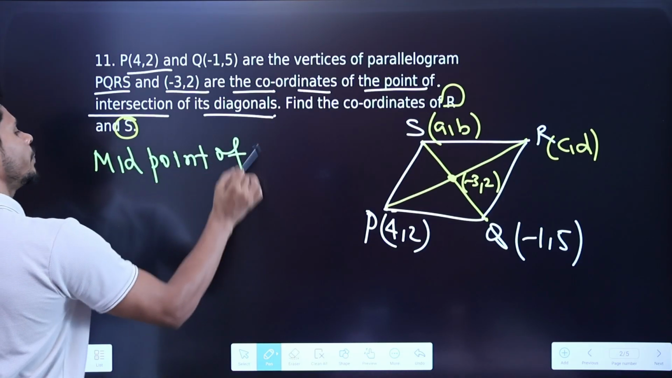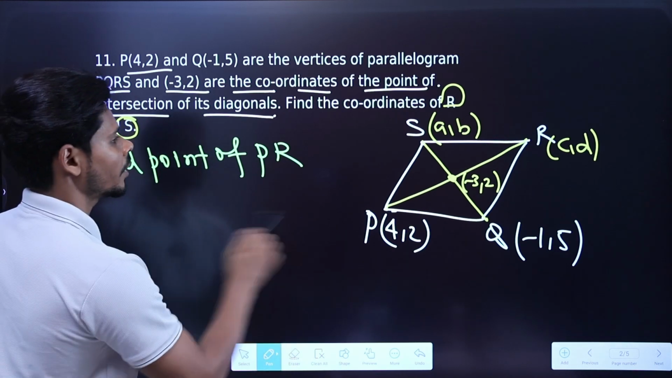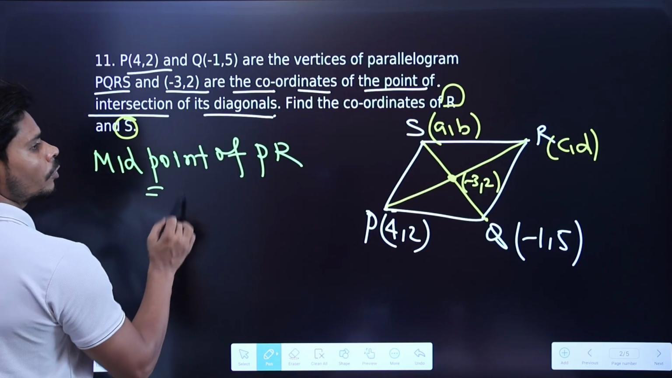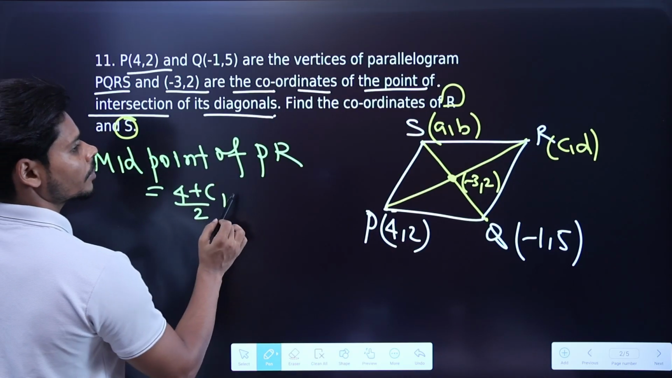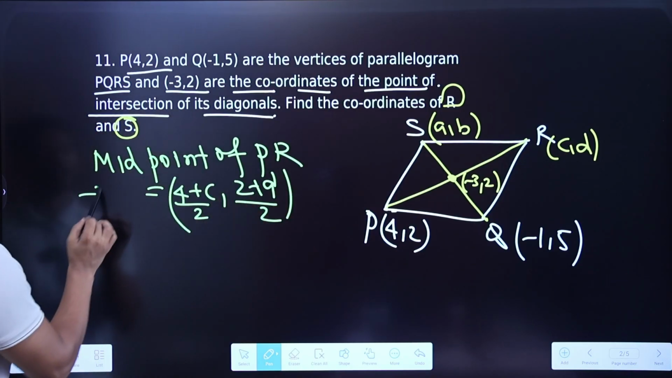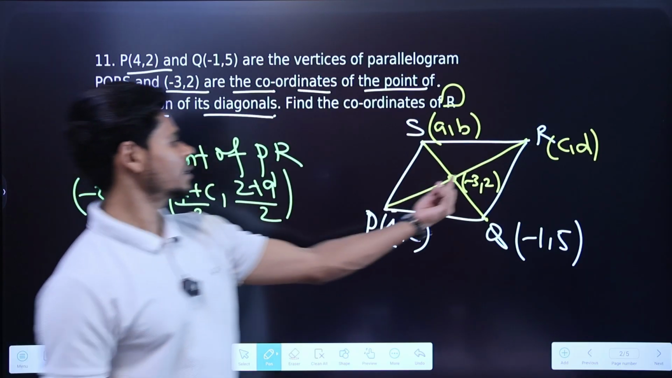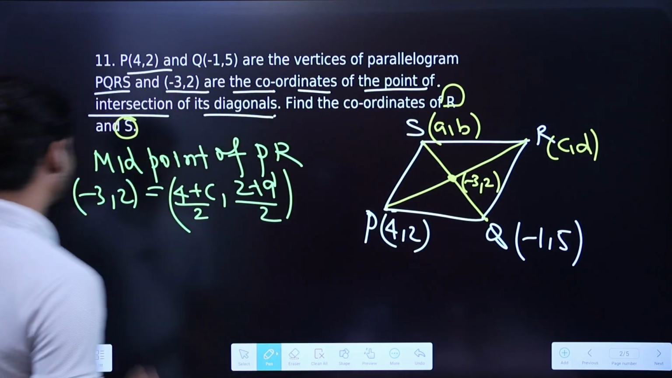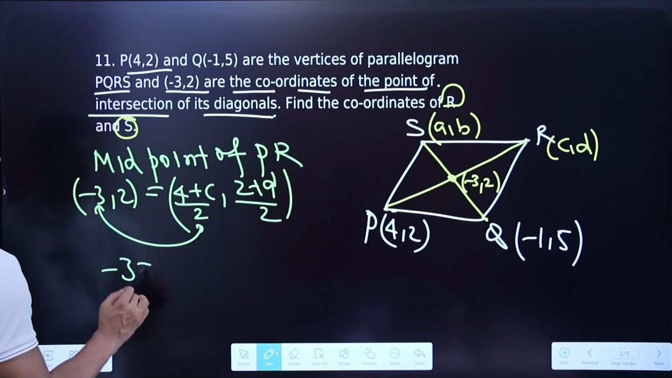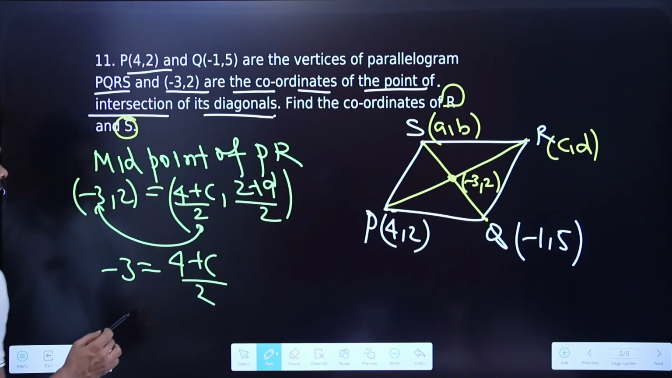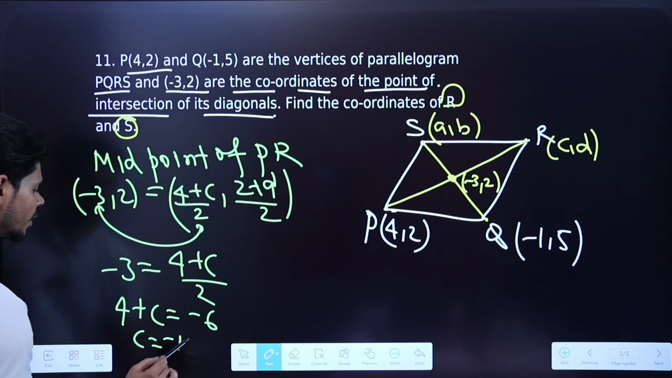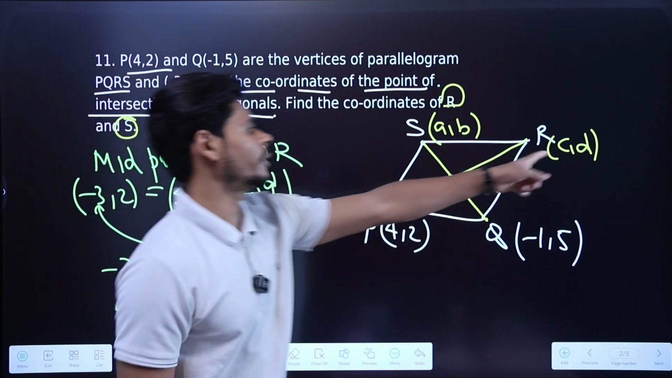Midpoint of PR. What will it be? It comes out to be 4 plus C divided by 2, comma, 2 plus D divided by 2. And this is nothing but minus 3, 2, because this is the midpoint we are already given. Now the x coordinate will be equal to the x coordinate. So minus 3 equals 4 plus C divided by 2. If you cross multiply, it will be 4 plus C equals minus 6. So C will be equal to minus 10. This is the value of C.